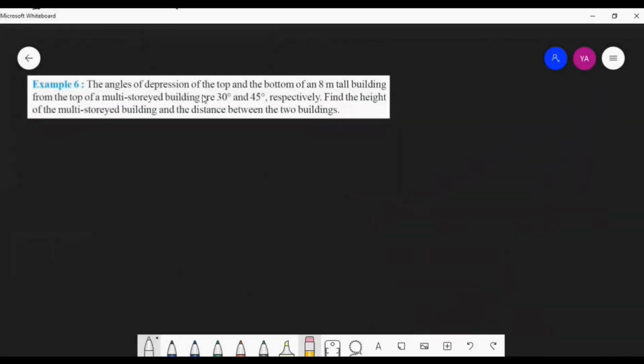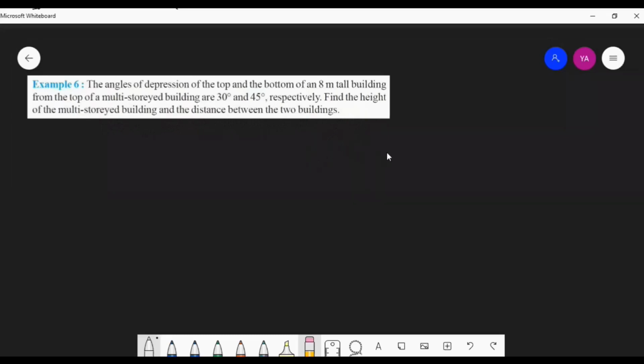The angle of depression of the top and the bottom of an 8-meter tall building from the top of a multi-storied building are 30 degree and 45 degree respectively. Find the height of the multi-storied building and the distance between the two buildings. Okay, I hope the question is clear.